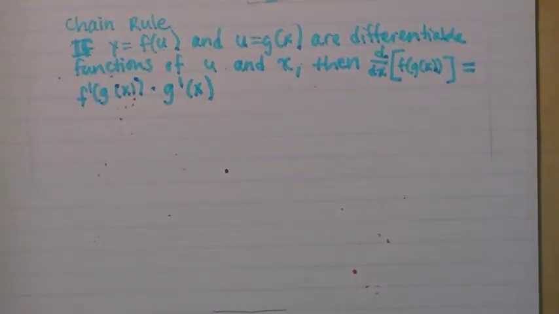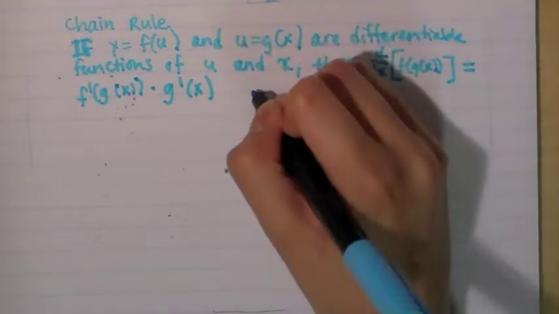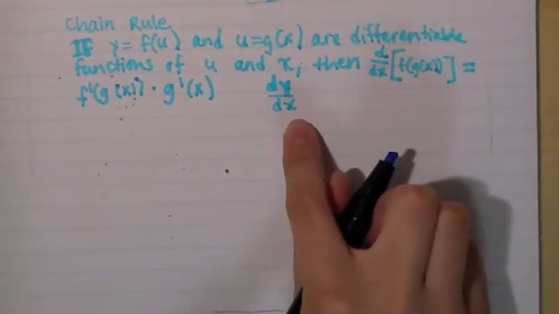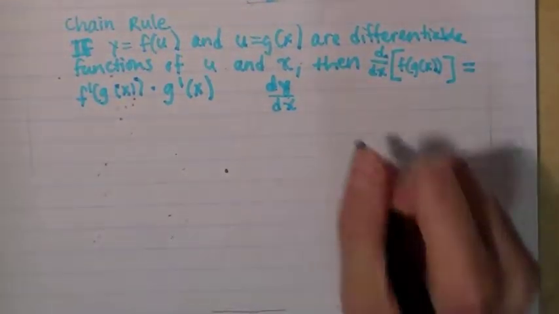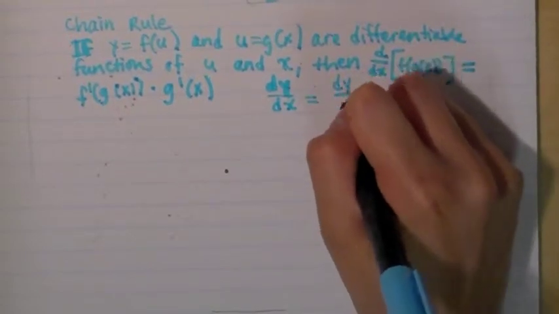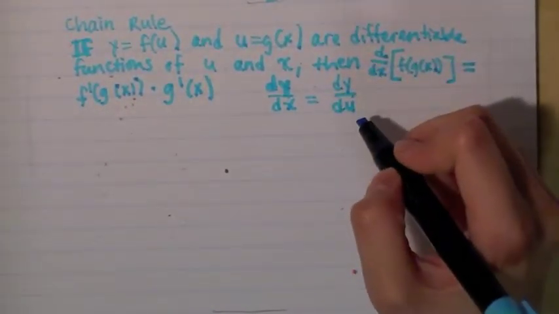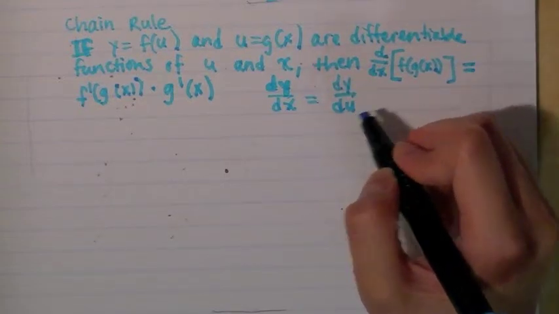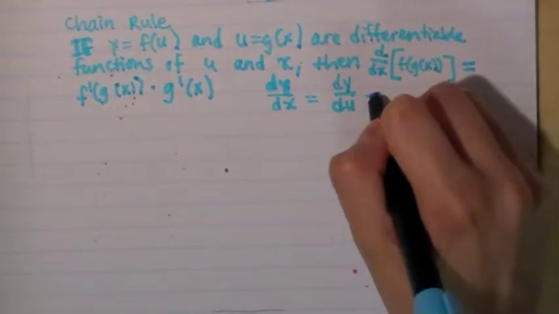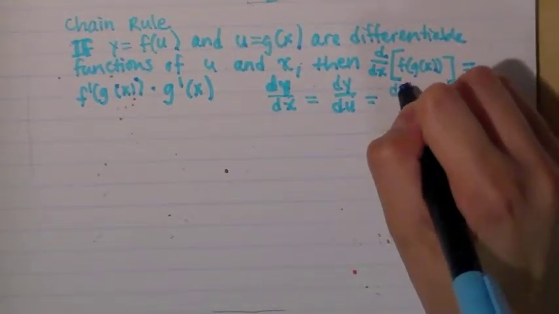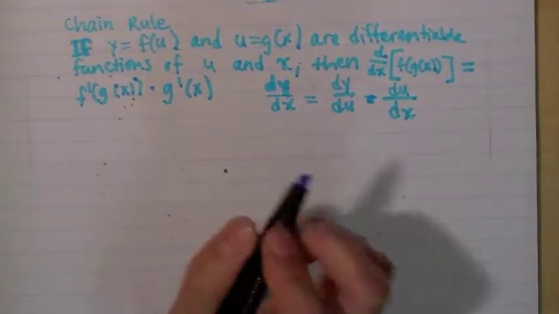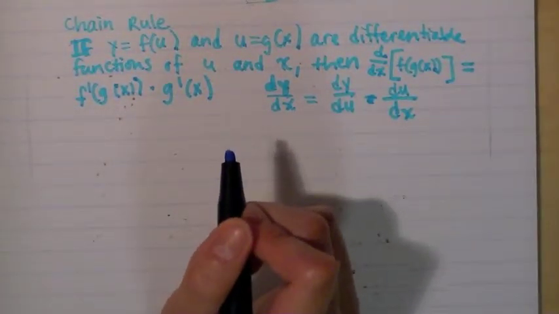Okay, so what this means is that if you have dy dx, the differentiation of that will equal dy over du, so differentiation of y with respect to u. You're just using u as almost like a substitution, and then du over dx. Now we're going to do an example of that with an easy problem.